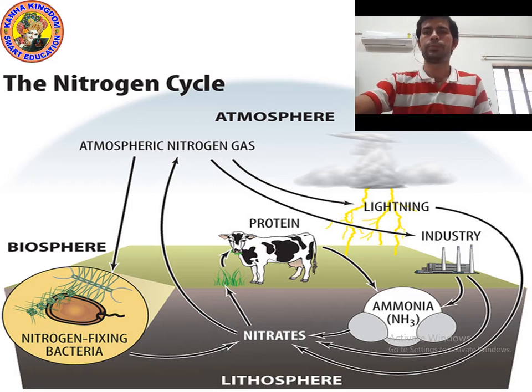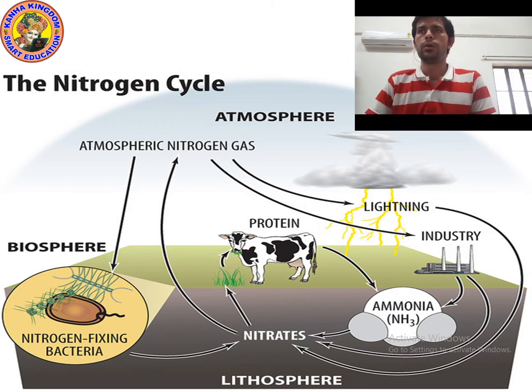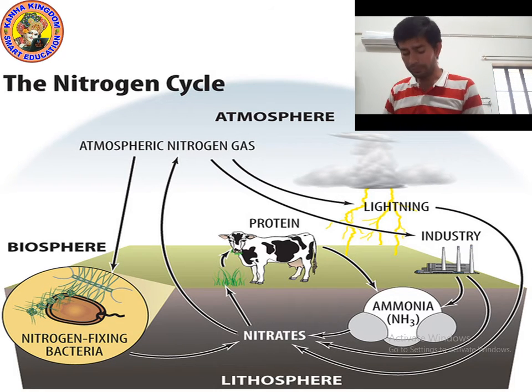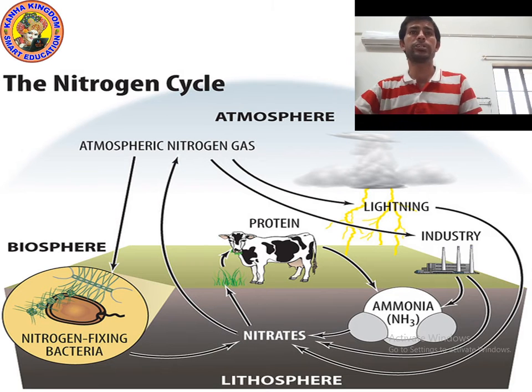Okay, look at the word atmosphere. Can you see the word atmosphere? Yes. Now, tell me what is present in the atmosphere. In the atmosphere, nitrogen gas is present. The amount of nitrogen gas is almost 78%.